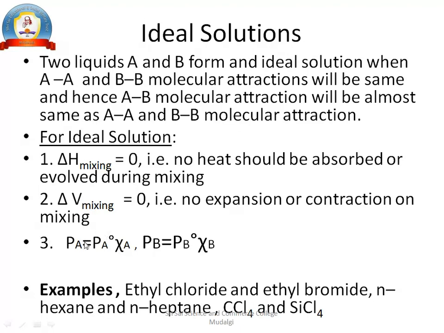Now, the ideal solution obeys Raoult's law. So what is Raoult's law? Pa is equal to P naught A into mole fraction of A. Pb is equal to P naught B into mole fraction of B. This is for component A and this is for component B. Now, which are the examples of this ideal solution? The examples are ethyl chloride and ethyl bromide, which are the two components. N-hexane and N-heptane. Similarly, carbon tetrachloride and silicon tetrachloride. These are the examples of ideal solutions.